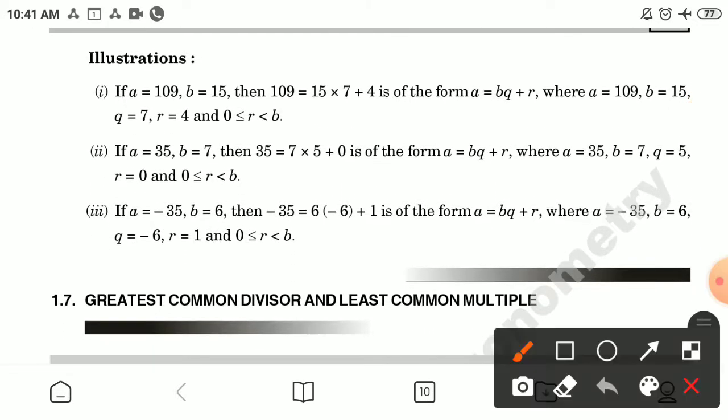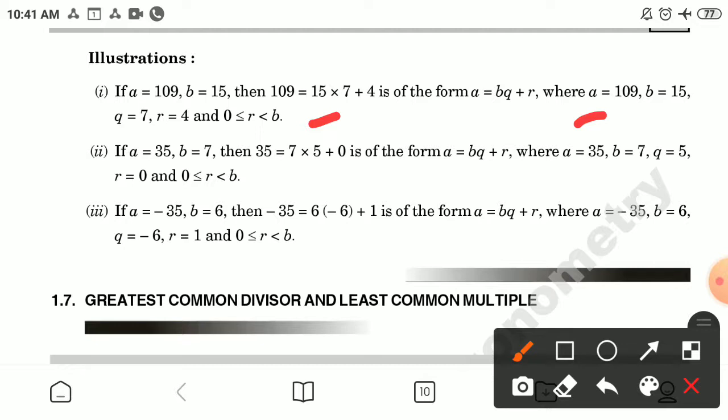Now, making illustrations, if a is equal to 109, b is equal to 15, then 109 is equal to 15 into 7 plus 4, which is of the form a is equal to bq plus r, where a is equal to 109, b equal to 15, q equal to 7, r equal to 4, and r is between 0 to b.